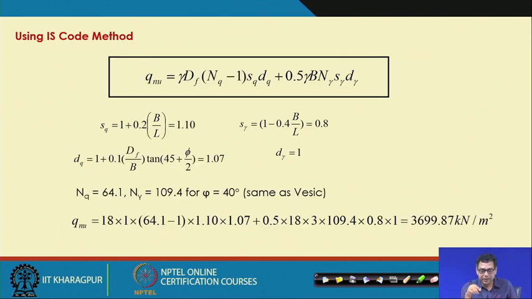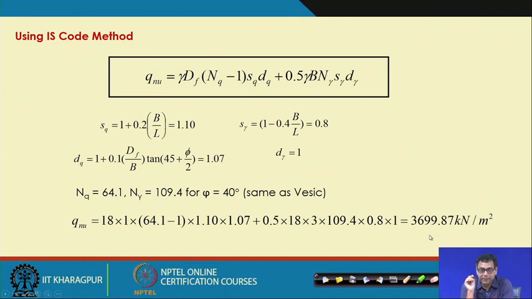Now, as per the IS code, the net ultimate bearing capacity is given in this form, and these are the factors for the IS code. These Nq and N gamma are all the same as Vesic. And if I put the values into this equation, we will get this value.